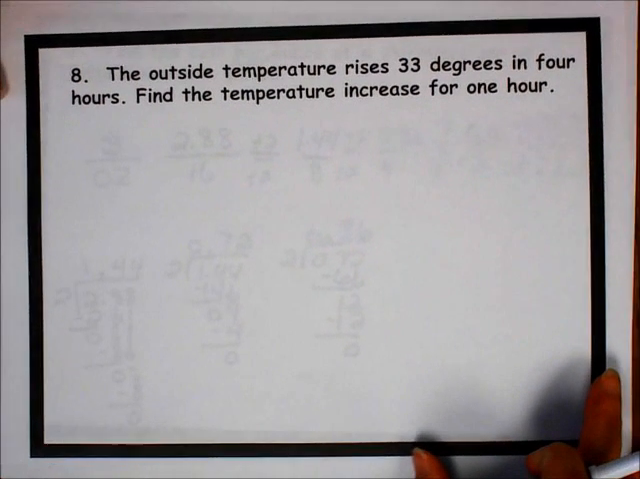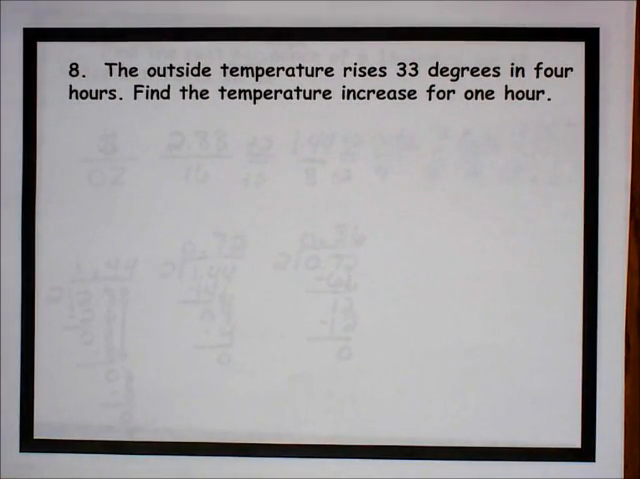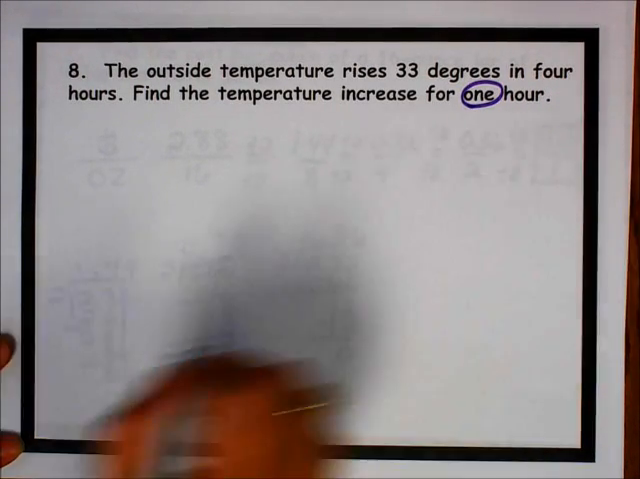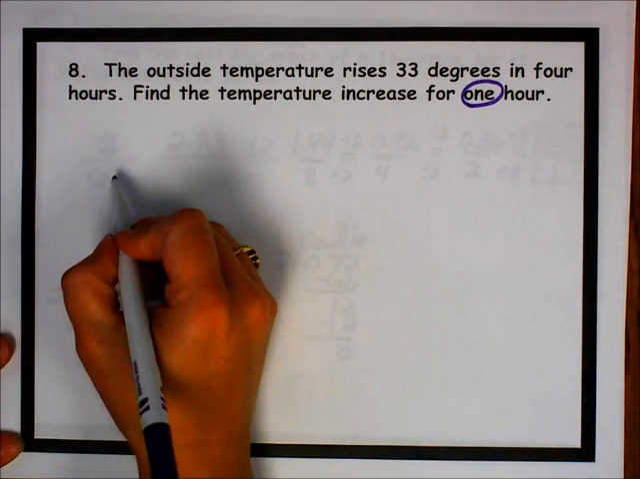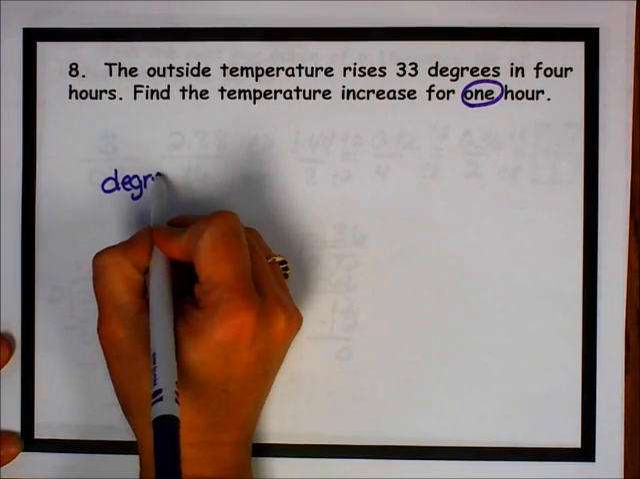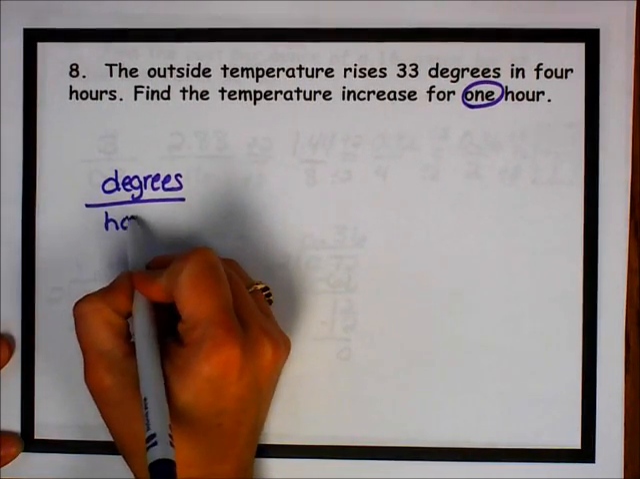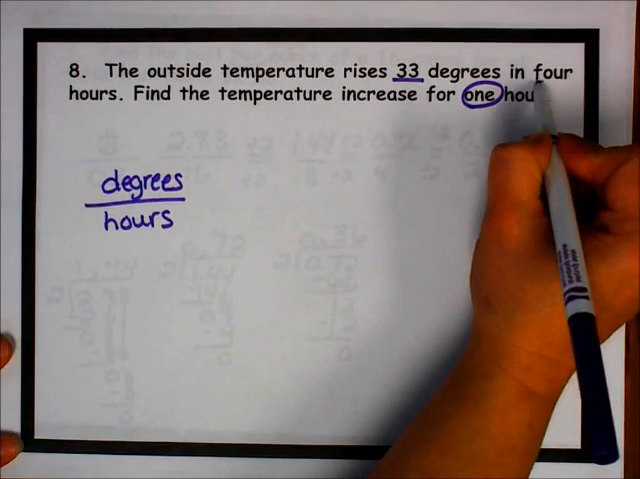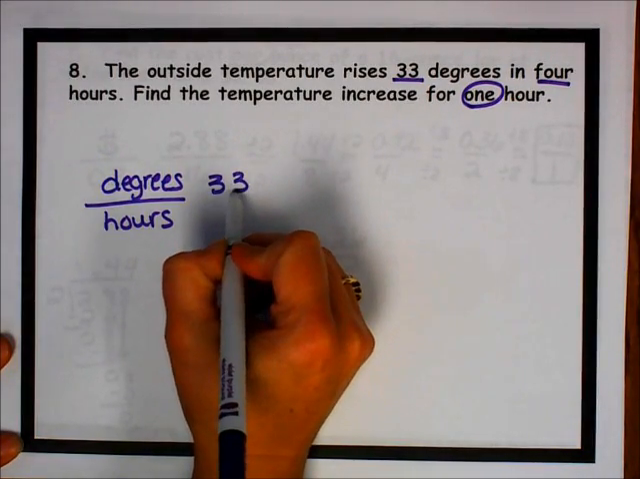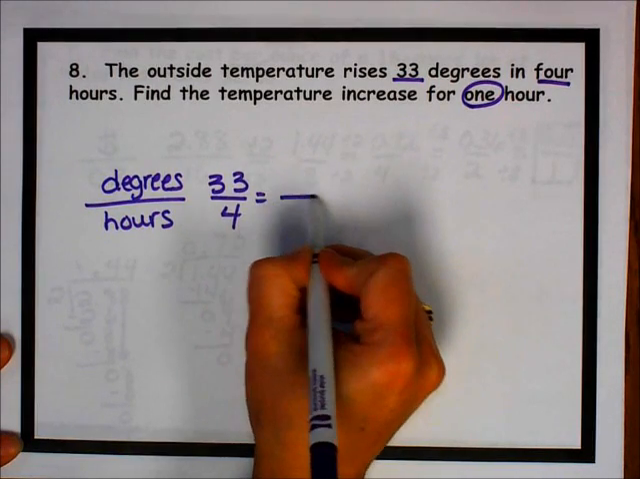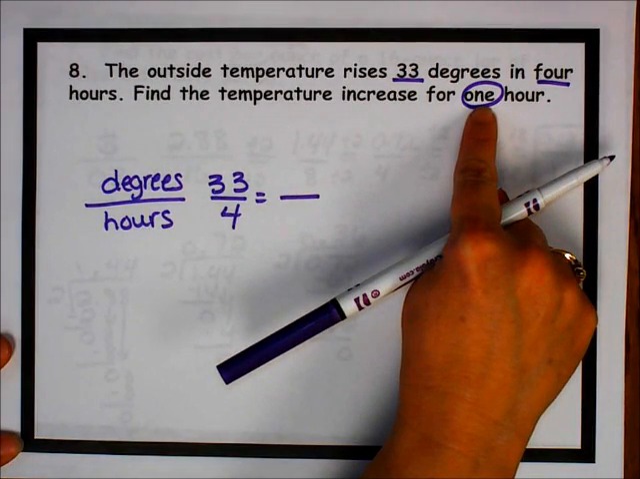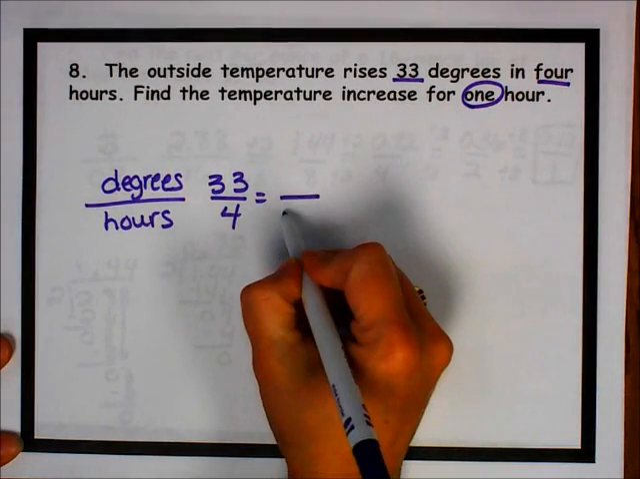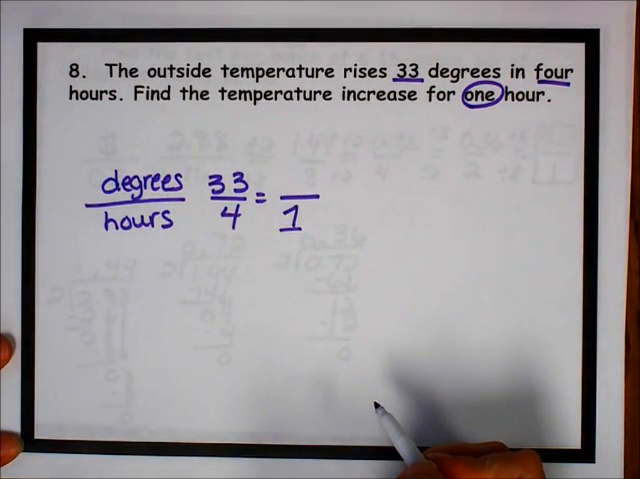Question number 8. Number 8 says the outside temperature rises 33 degrees in 4 hours. Find the temperature increase for 1 hour. So I'm comparing degrees over hours. My ratio of degrees to hours is 33 to 4. And I want to find out how much it's going to increase in just 1 hour. So I'm going to put a 1 down by hours.